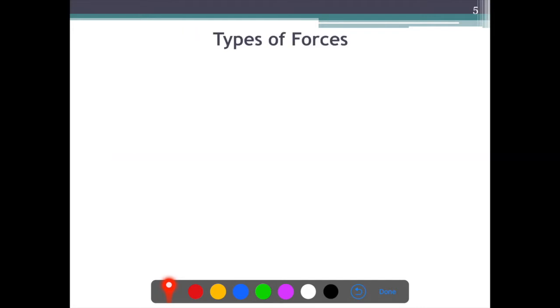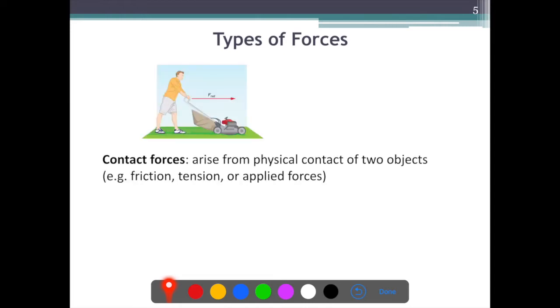There are different kinds of forces that we can exert on an object to cause it to move. The first type of force is called contact force. Contact force is so called because there needs to be a physical contact between two objects, one who is exerting the force and the other object who is the recipient of the force. Examples of contact forces are friction, tension, and applied forces. So in this figure here, for example, this person is pushing on the lawnmower, exerting a contact force on it.